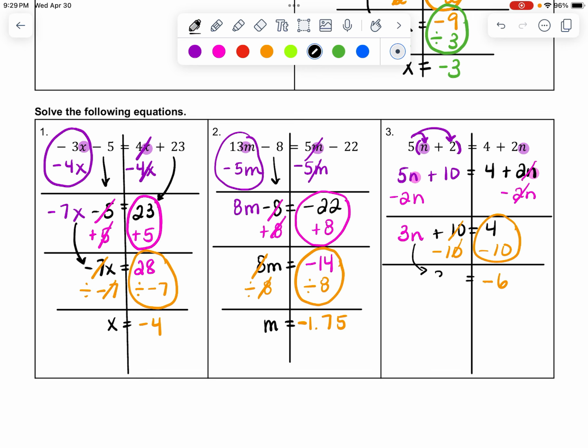And we're going to bring down the 3n. And then last but not least, we actually need to do another step here and divide by 3 in order to get the n by itself. So my 3's cancel, and we get n equals negative 6 divided by 3 is negative 2.